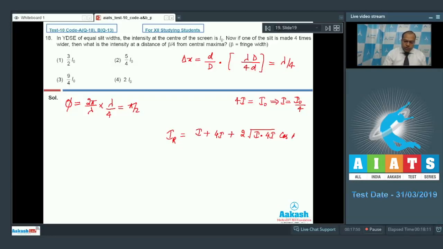So this is cos pi by 2, so this part becomes 0. The resultant intensity is 5 into I, or in terms of I naught, it becomes 5 by 4 I naught. So option 2 is the correct answer. Let's move to question number 19.